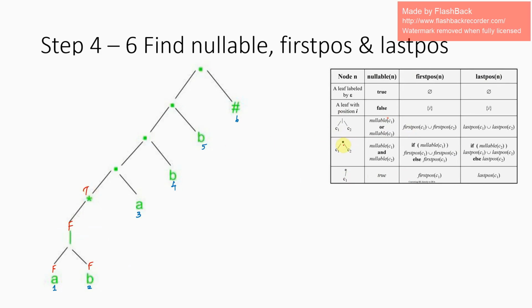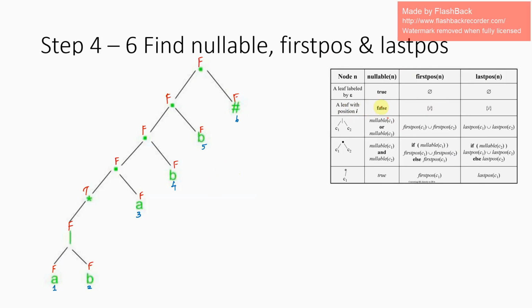Then we have the dot operator, concatenation, and there you have to check the two children. Already these children are false because we know that a leaf node with position i is automatically false based on the rule. So now one true, one false, and since concatenation is an AND operator, it will be false. So again this becomes false, this becomes false, and this also becomes false. After finding the nullable, next we have to find the first position and the last position of every node. You need to find the first position and the last position of the symbol a. The first position represents, as you see here, the leaf with the position i. And here the first position of this a.